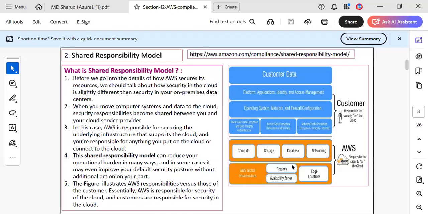Now, AWS is responsible for securing the underlying infrastructure that supports the cloud, and you are responsible for anything you put onto the cloud or connect to the cloud. When you're connecting from the on-premises to the cloud, it is going to verify all the security policies, like login correctness, all those things. This shared responsibility model can reduce your operational burden in many ways, and in some cases, it may even improve your default security posture without additional action on your part.